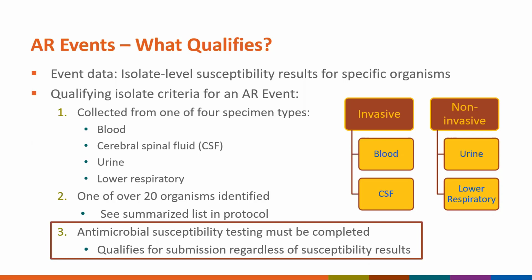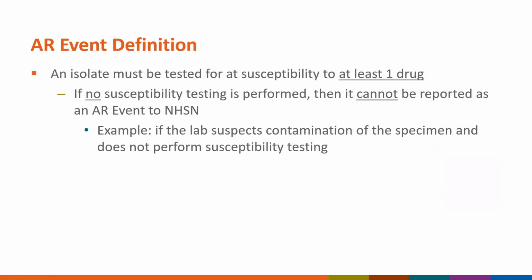So, for example, if the isolate... would still be reportable even if the isolate was susceptible to all the drugs tested. The isolate must be tested for susceptibility to at least 1 drug. If no susceptibility testing was performed, then it does not meet the criteria for an AR event and should not be reported to the AR option.